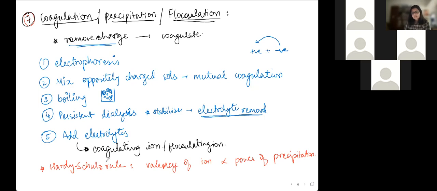Similarly, there are other calculations also related to it. You have something called coagulating value. It's very technical. It's the minimum concentration of the electrolyte required to cause the precipitation in 2 hours, and it is measured in milliliters per liter. So you have coagulating value.